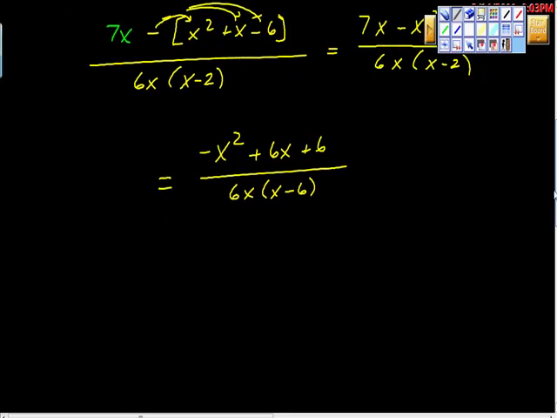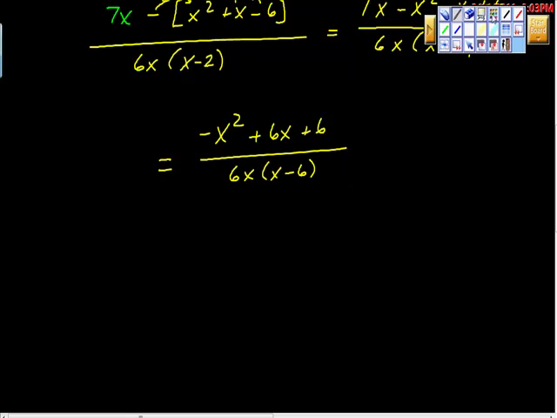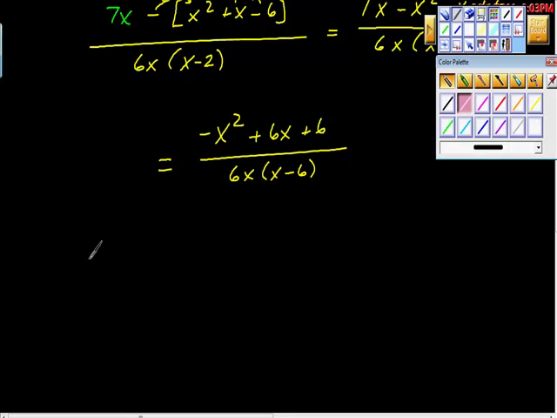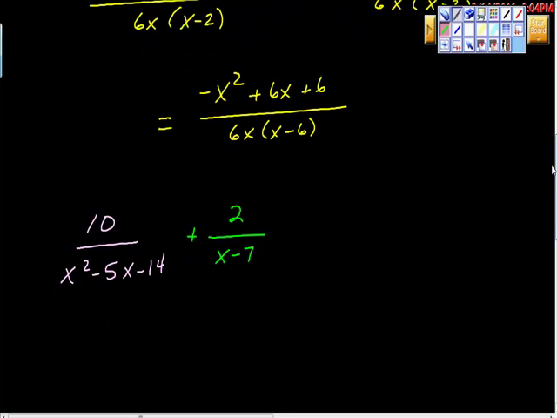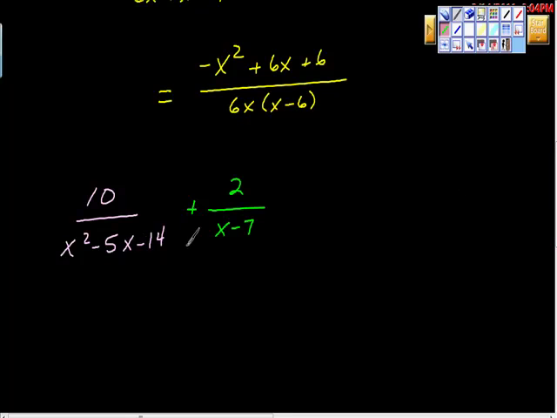Okay, good work. Let's try one more. The next one presents its own little problem because you really have to be looking and asking yourself some questions. So we have 10 over x squared minus 5x minus 14, plus 2 over x minus 7. One of the really great strategies here is to ask yourself, why did the author give you x minus 7? Is it possible that x minus 7 is a factor of this? Because if it is, we can see the relationship between this and this much more clearly. And I think that it is.